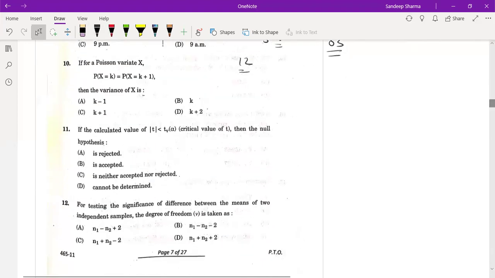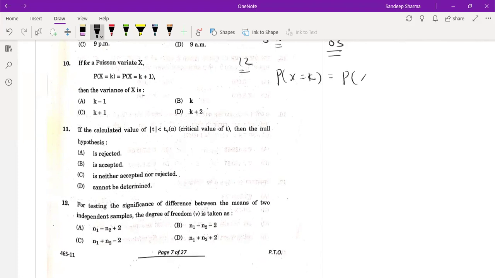Question number 10. If for the Poisson's variate x, it is given P of x equal to K is equal to P of x equal to K plus 1. Now see, Poisson's variate will be e to the power minus lambda and lambda to the power k divided by k factorial. This is the formula. And for k plus 1, e to the power minus lambda, lambda to the power k plus 1 divided by k plus 1 factorial.